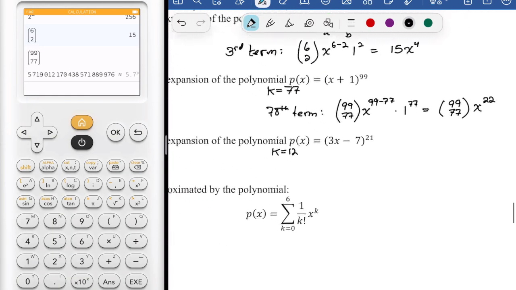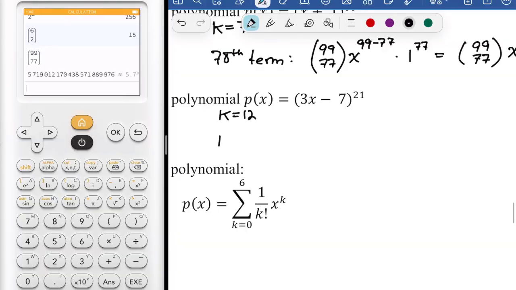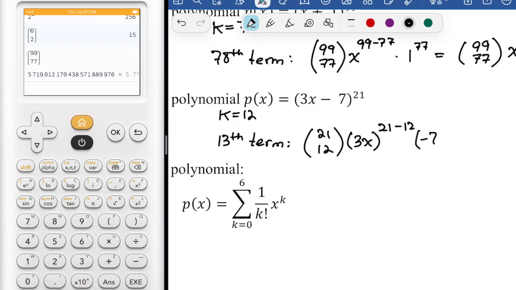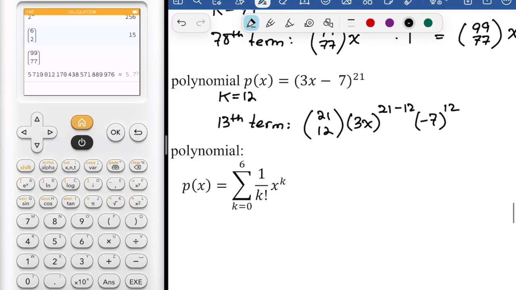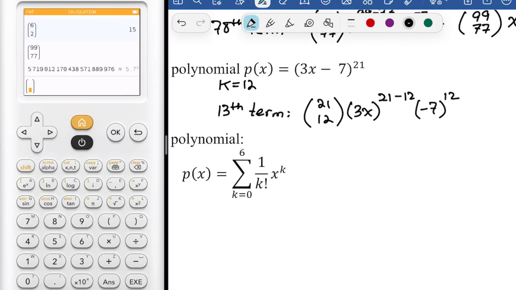13th term of this polynomial, which is going up to the 21st power, so term 2112, 3x to the 21 minus 12, and then negative 7 raised to the 12th power. All right, again, numbers pretty hideous. I'll put in the 2112. I get that number. Now 7 to the 12th power, it's already crazy.